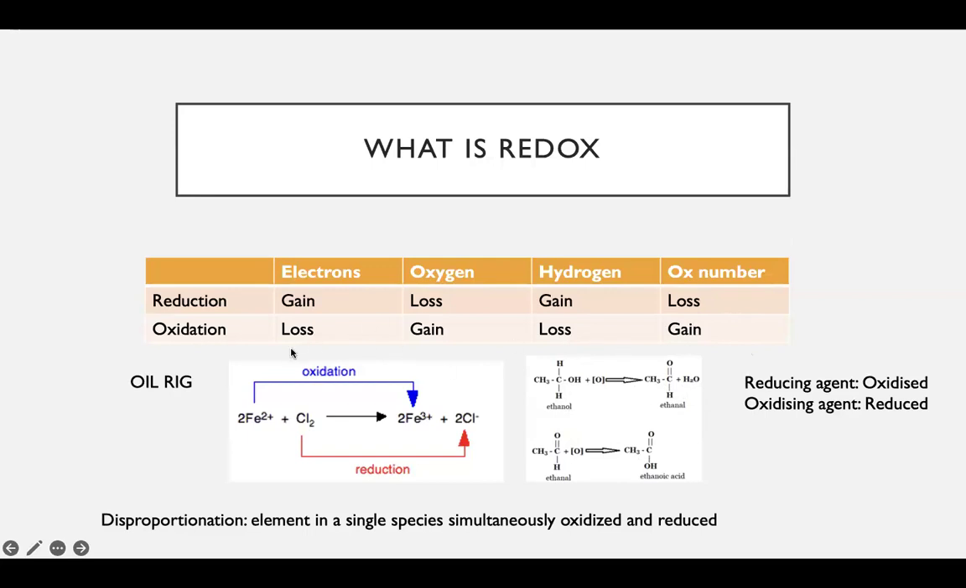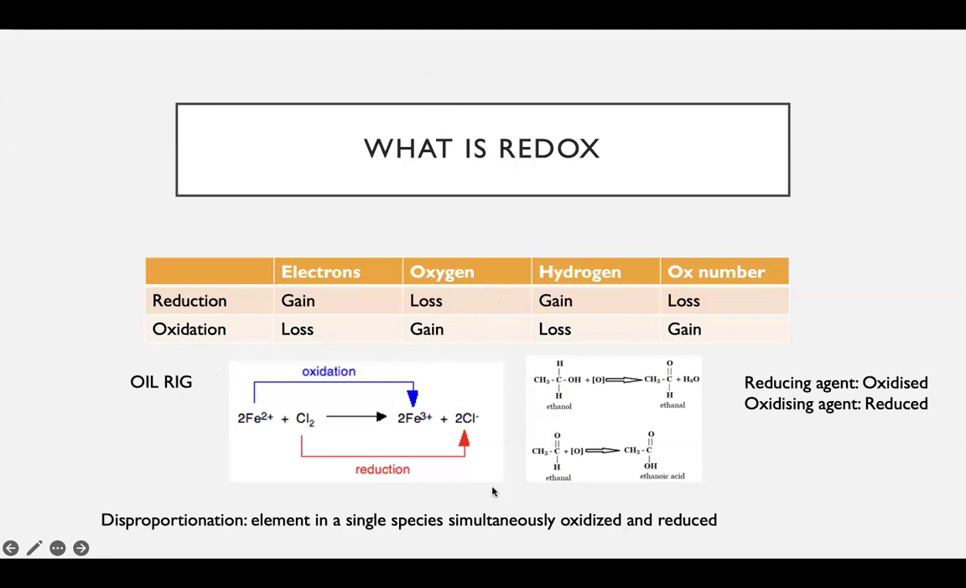So that's oxidation. How can you remember this? Well, there's a couple of ways. This is the most famous way, OIL RIG. Oxidation is loss, reduction is gain, and this refers to electrons and also hydrogen. And then you can just remember that the word oxidation implies the gain of oxygen. So there you go. That's how you can remember.